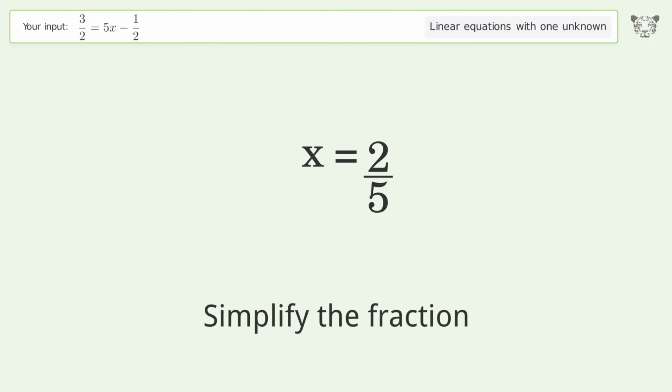And so the final result is x equals 2 over 5.